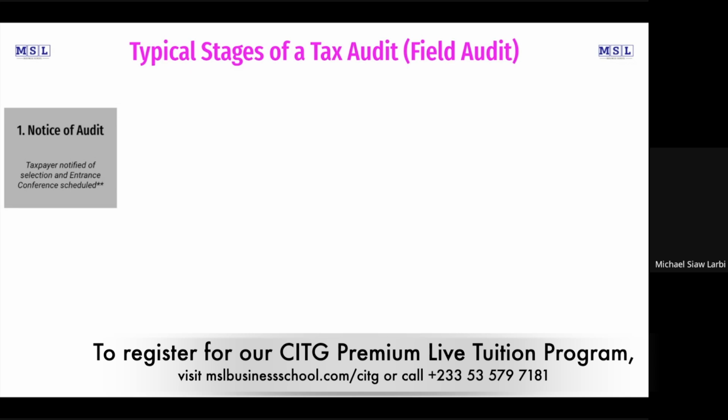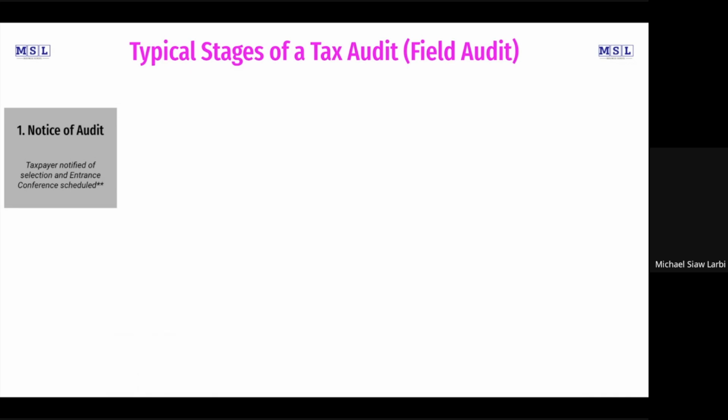Section 36, subsection 4 of Act 915, which is the Revenue Administration Act, requires that the Commissioner General gives advance notice to the taxpayer of their selection for the audit. In practice, this selection letter or notification letter, as it's so called, may come with a letter of introduction, which will let you know who the appointed tax auditors from the GRA will be, right? Who you're going to relate with during the audit process.